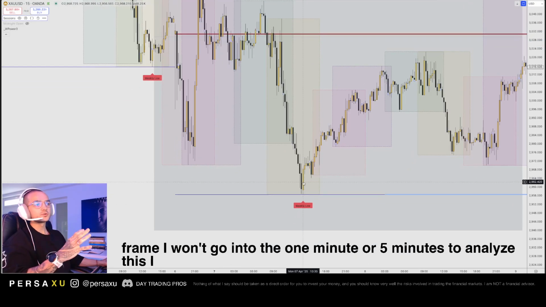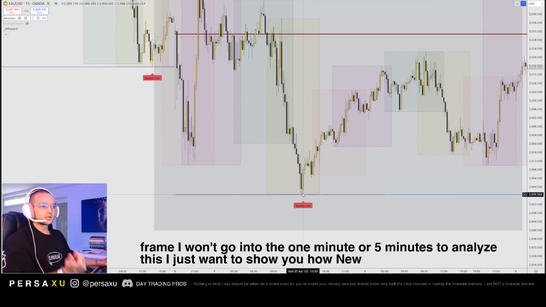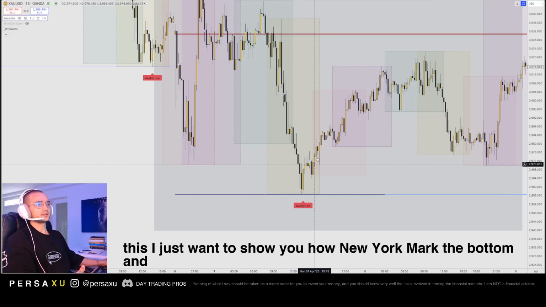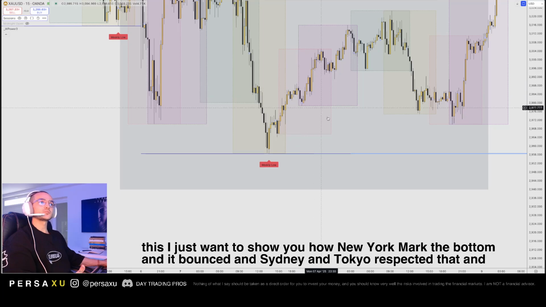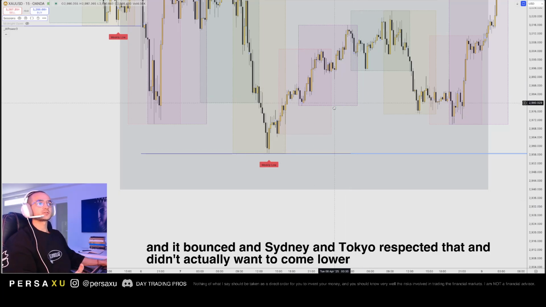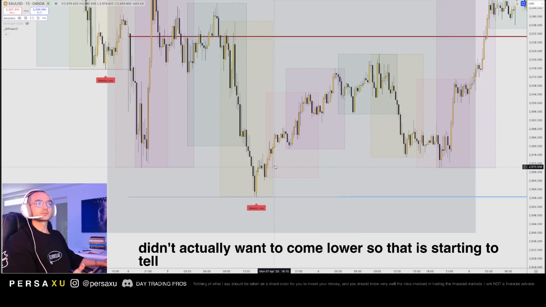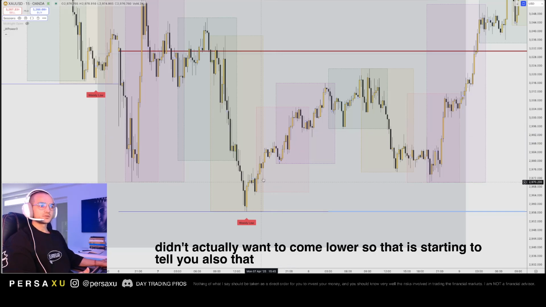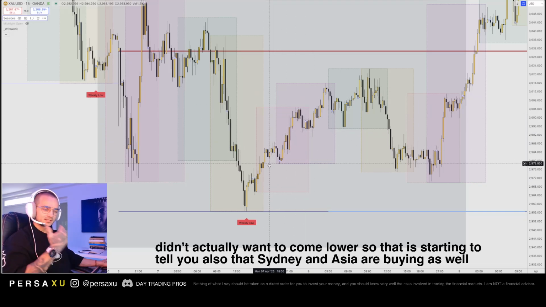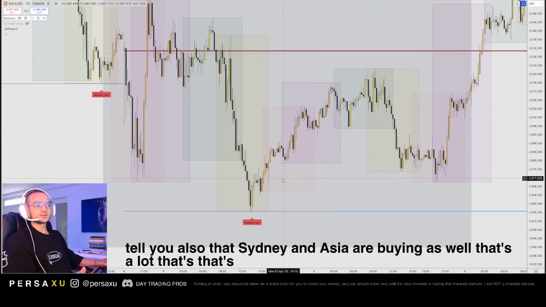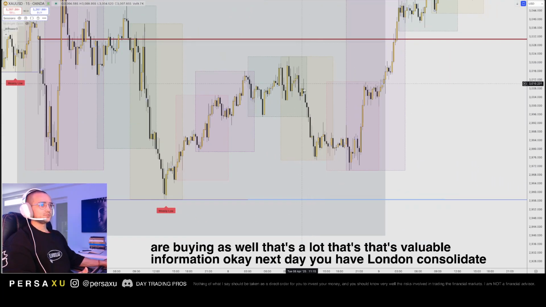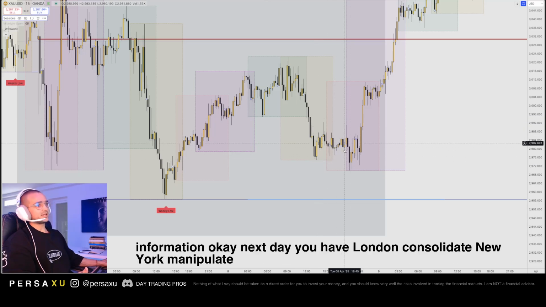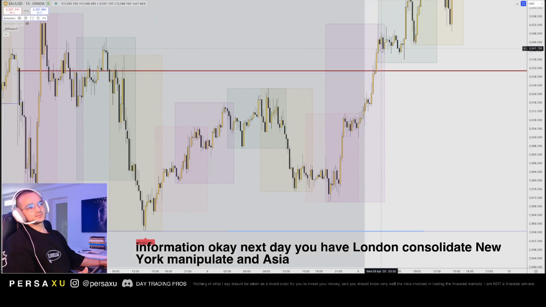I won't go into the 1 minute or 5 minute to analyze this. I just want to show you how New York marked the bottom and it bounced, and Sydney and Tokyo respected that and didn't actually want to come lower. So that is starting to tell you also that Sydney and Asia are buying as well. That's valuable information. Okay. Next day you have London consolidate, New York manipulate, and Asia start distributing.